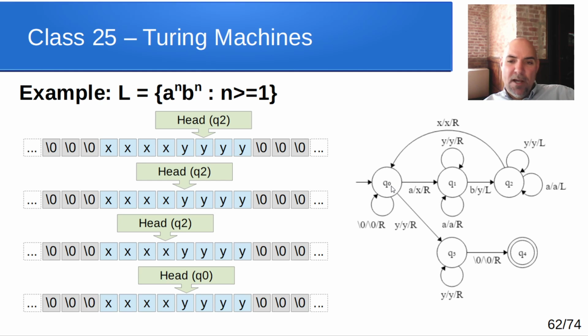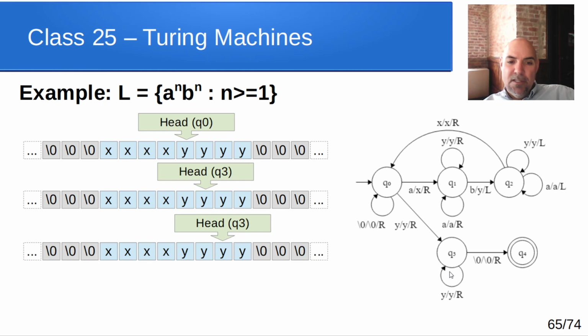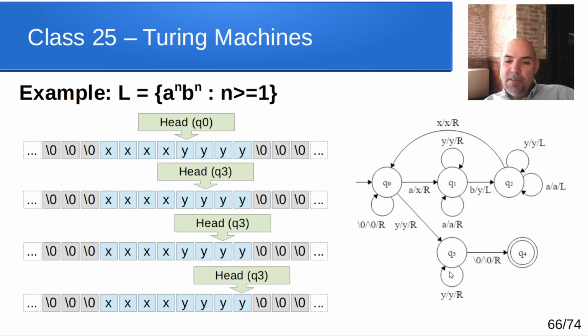And now we see a Y instead of an A, so we're no longer going to match an A and a B. So now we see that Y. We're going to jump down to Q3 and leave the Y alone. And that's just going to consume all the Y's now down here in Q3, looping back to itself. So 3 steps doing that.